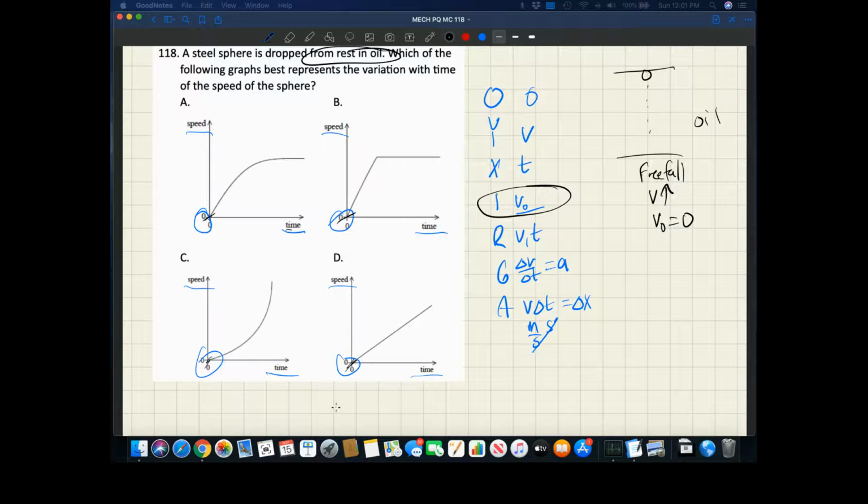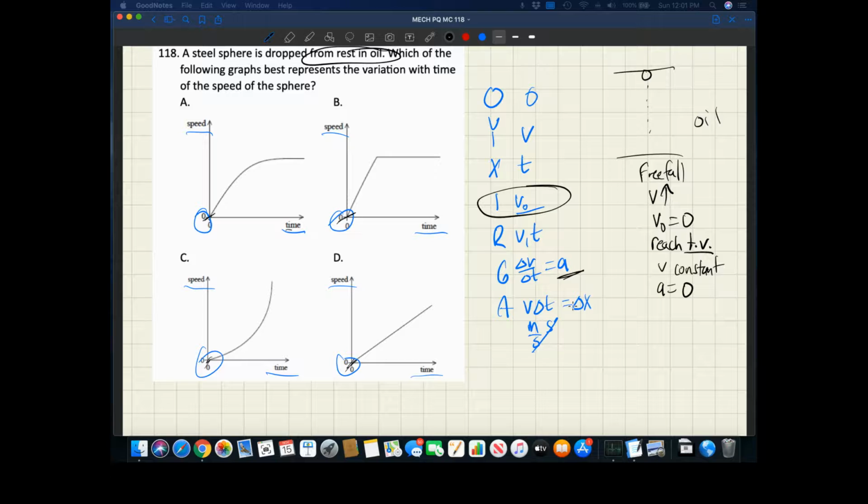So the velocity is going to increase. It's starting at 0. It's going to reach terminal velocity. And when it reaches terminal velocity, the velocity will be constant. And if it reaches terminal velocity, that means the acceleration is 0. So the gradient would be 0.